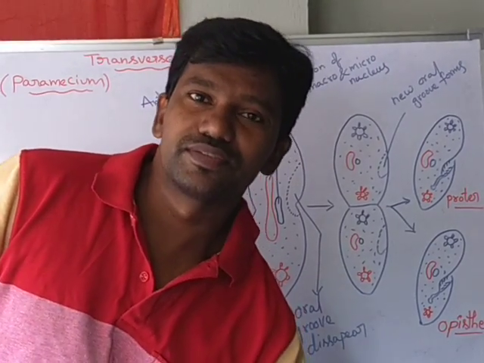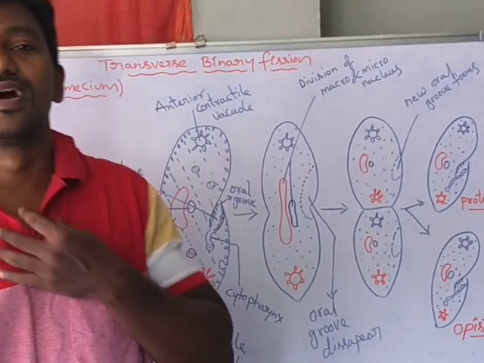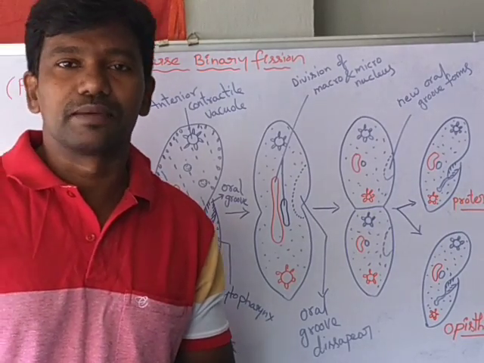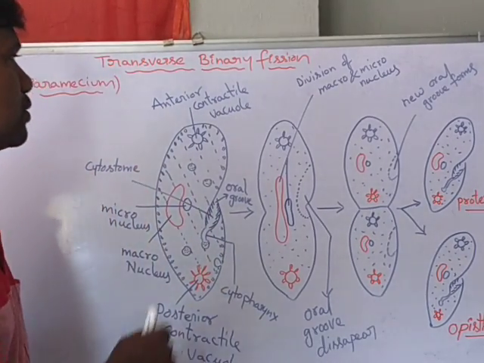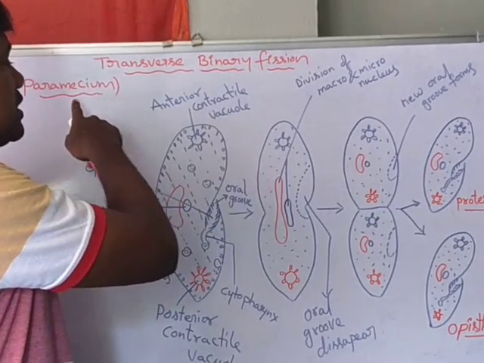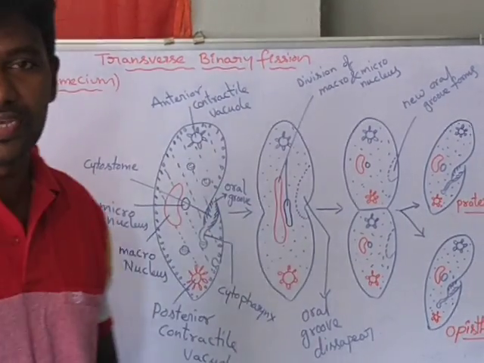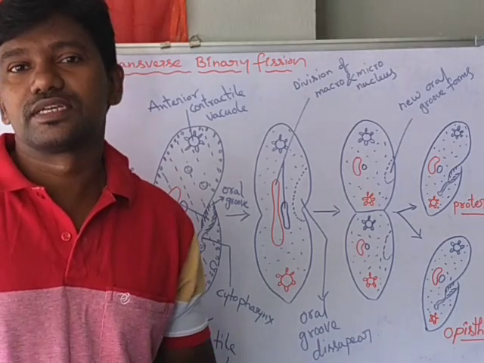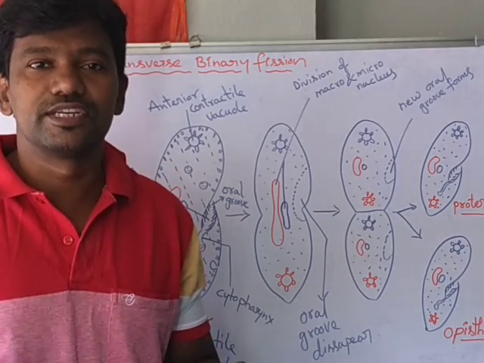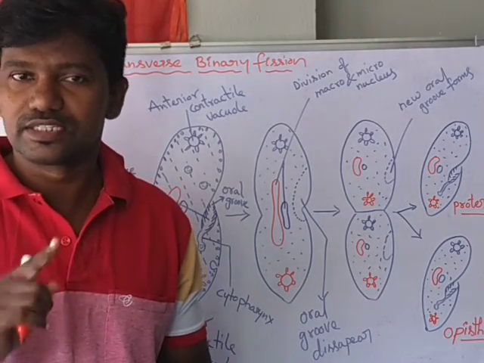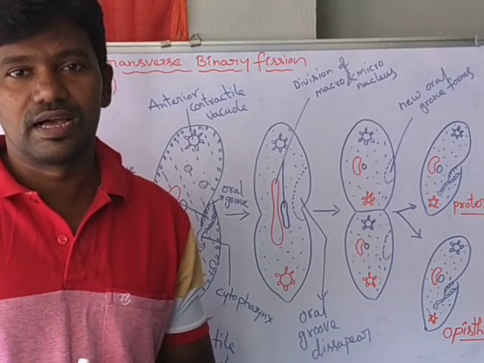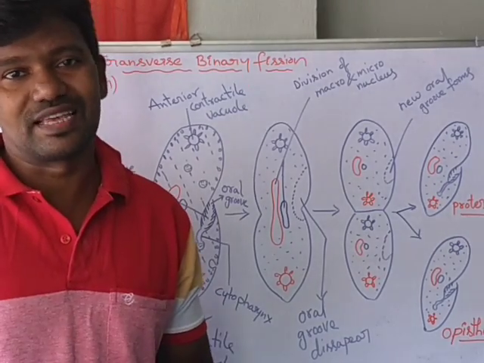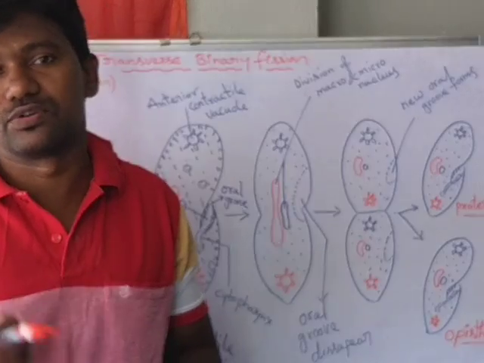Okay, so in this video I explain about the transverse binary fission in paramecium. Already you know that binary fission means generally the parent individual divides into two daughter individuals. That is called binary fission. I think you learned this in your previous classes, in your 10th class.